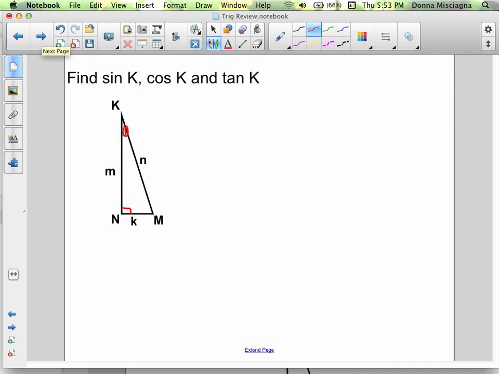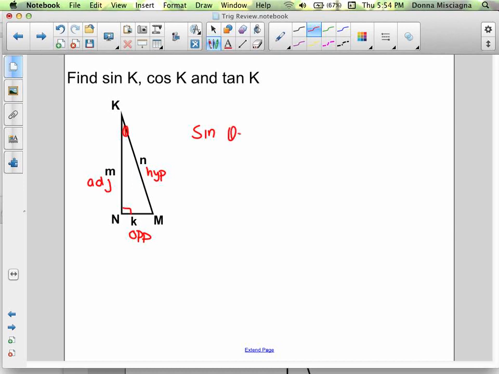Our angle of reference, by the way, will always be one of the acute angles. So the side opposite angle K is, of course, side K. The side that's next to angle K is side M, that's the adjacent side, and of course the hypotenuse is always opposite the right angle.